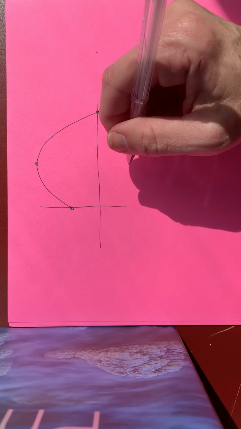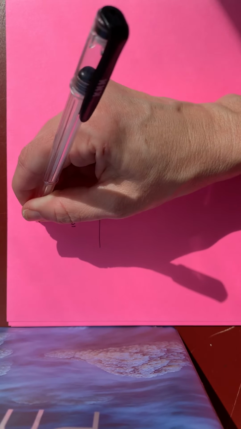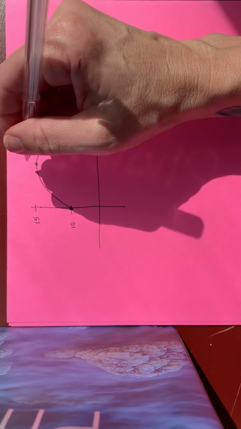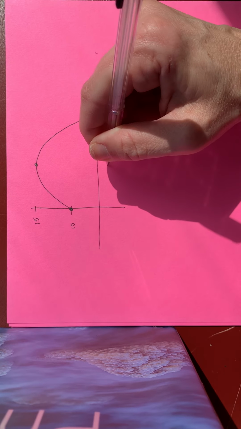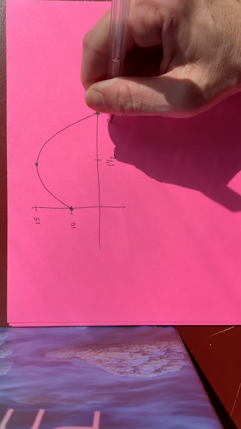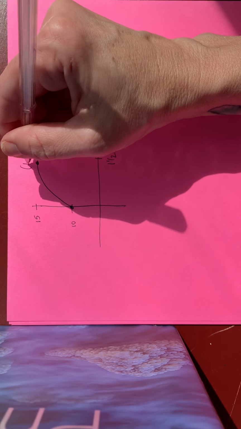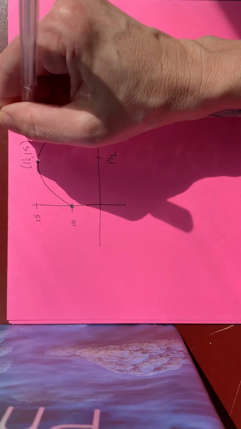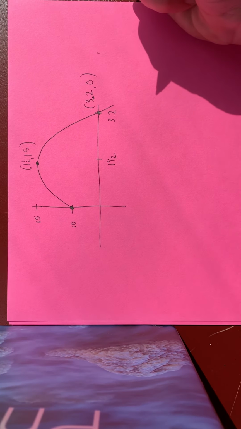So let's say this ball, let's say this is at 10. This is 15. This is 1.5, and this is 3.2. So that means this max is happening at 1.5, 15. This 0 is at 3.2, 0.